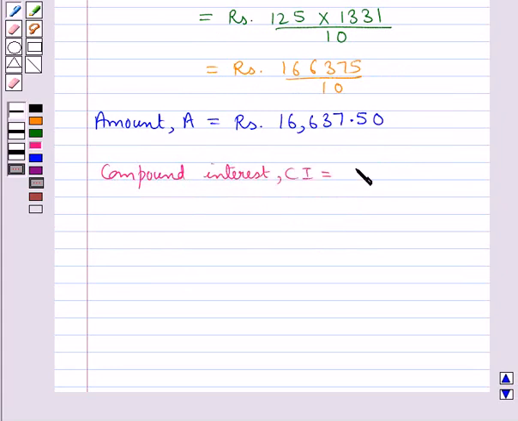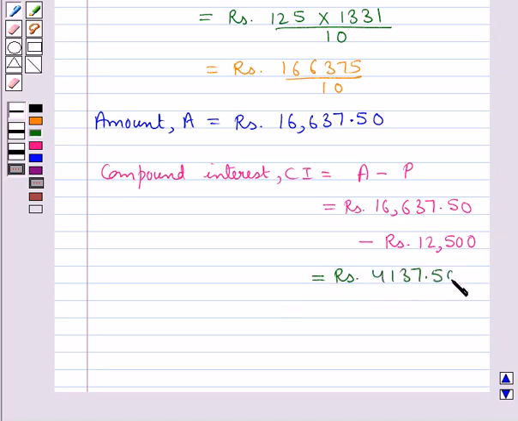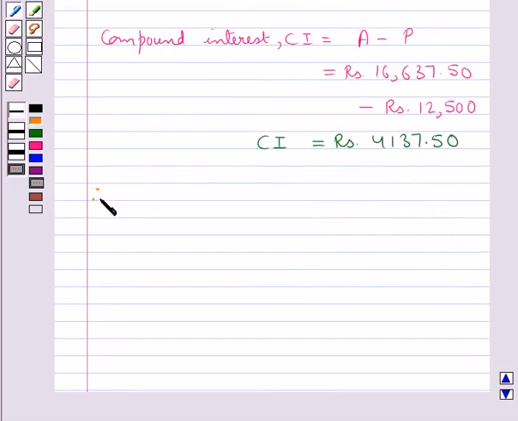And now the compound interest CI is equal to amount A minus principal P, and that is equal to rupees 16,637.50 minus rupees 12,500. And so this is equal to rupees 4,137.50. So the compound interest CI is equal to rupees 4,137.50. Therefore, interest paid by Radha is equal to rupees 4,137.50.